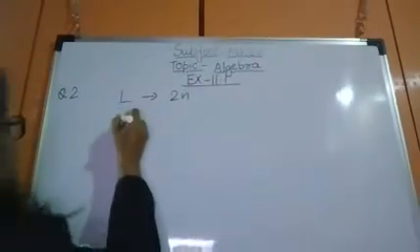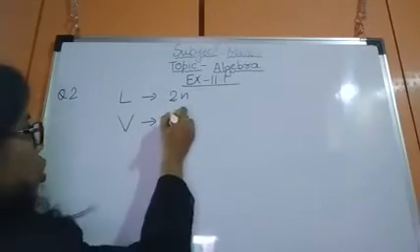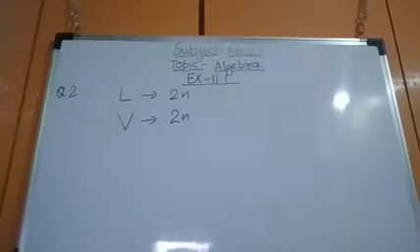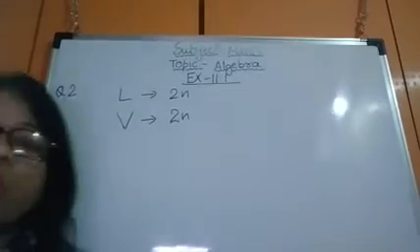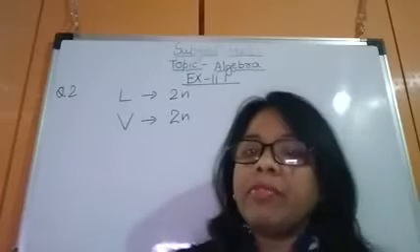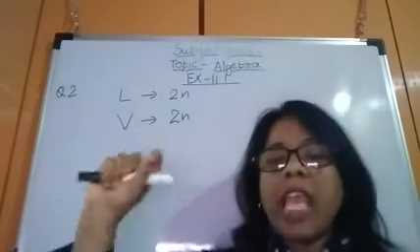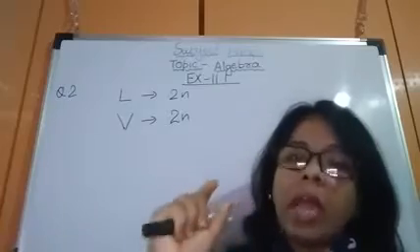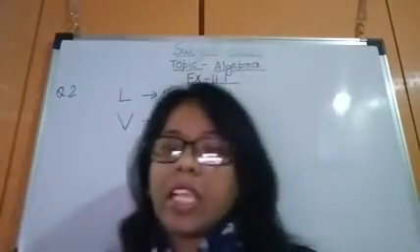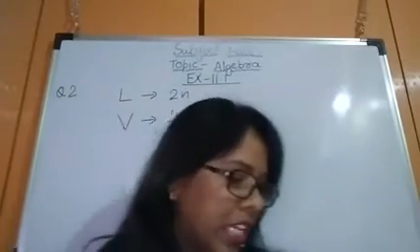Other alphabet is like V. For V also 2 matchsticks are needed. So rule will be 2n. Fine. So by this way you can find out how many matchsticks are needed. If number of matchsticks are same, then for same number of letters you can make the same algebraic expression, same term. Fine. Now come to question number 3.